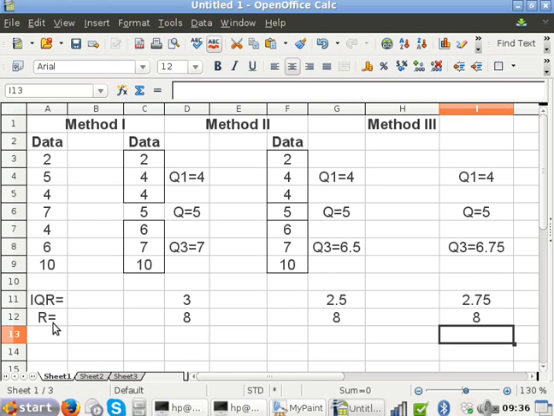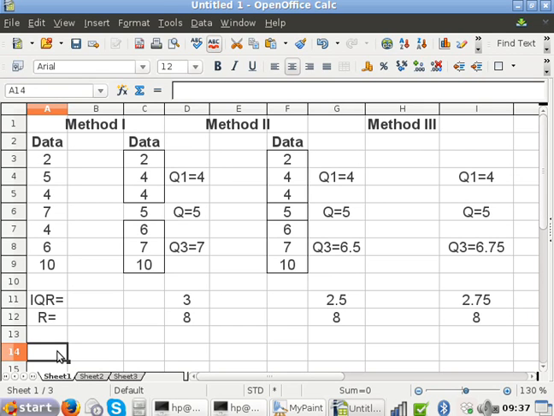Yeah? 7 minus 4 is for which one? For the interquartile range, yeah, 7 minus 4. And then 6.5 minus 4, 6.75 minus 4. And the range is 10 minus 2. Yes, 10 minus 2.